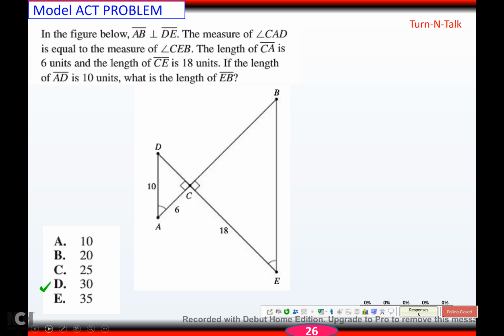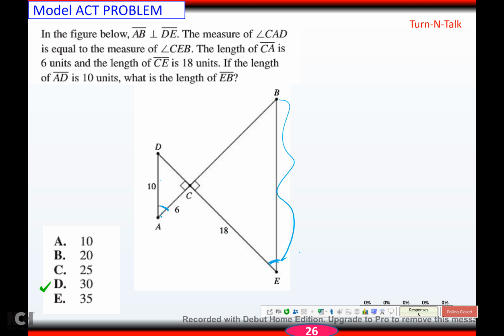All right, in the figure below, AB is perpendicular to DE, so there's their right angles. The measure of CAD is equal to the measure of CEB, so those are equal. And the length of CE is 18 units. If the length of AD is 10 units, then what is the length of EB? So they want this one. Well, I'm assuming that these are proportional. They're not congruent, but they're similar triangles.